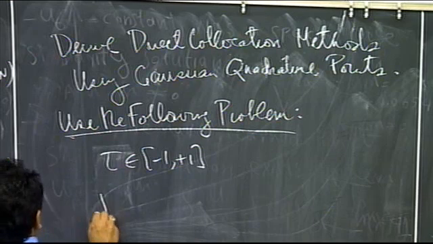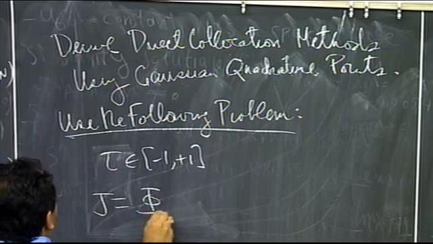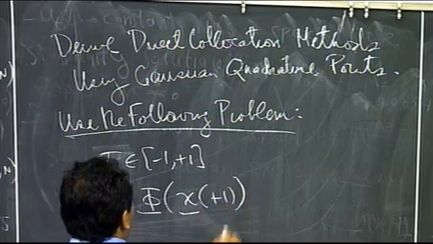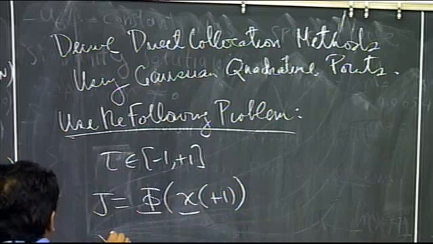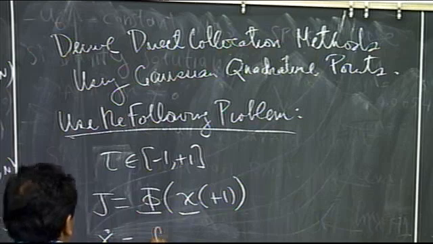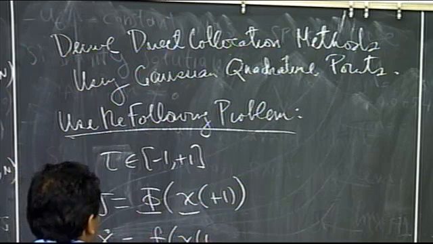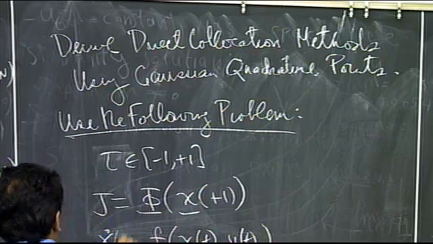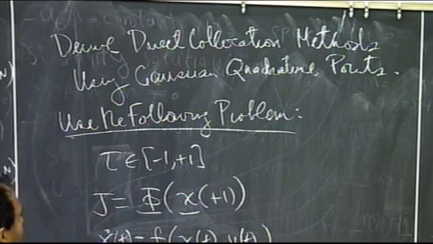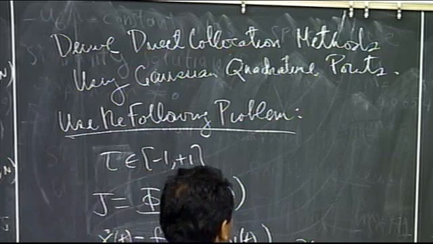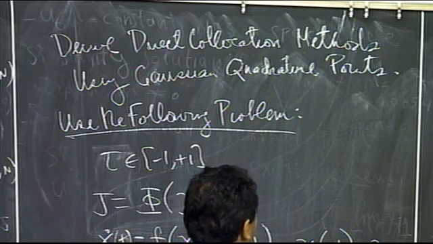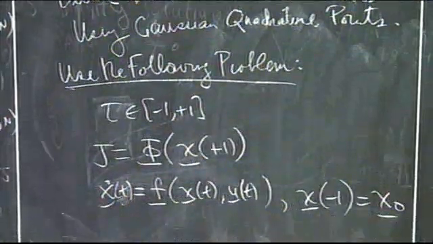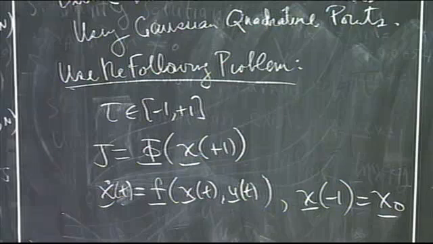So the cost is going to be a Mayer cost, which is going to be x at +1. That's all we're going to have. The dynamics are going to be x dot equals f of x of t and u of t. And if you want to be really careful here, it's x dot of t. And I'm going to have an initial condition, x of -1 equals x0. Okay?